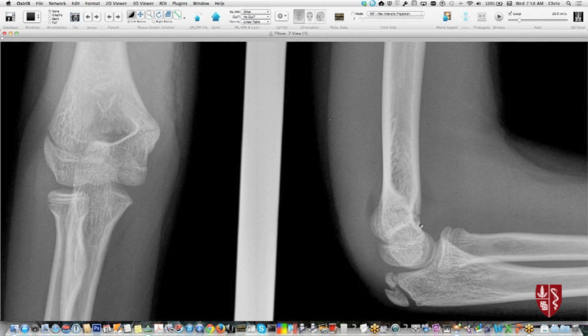And what's abnormal about this is this lucency right across here, right? So this is a supracondylar fracture of the distal humerus in a younger patient. And sometimes they can angulate further back and really straighten that distal humerus. These are just normal growth plates here. So another fairly common fracture that can be subtle.